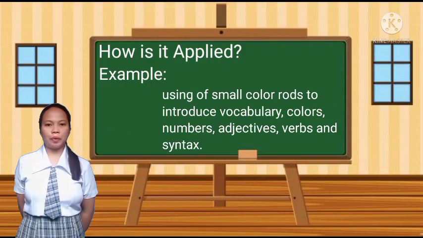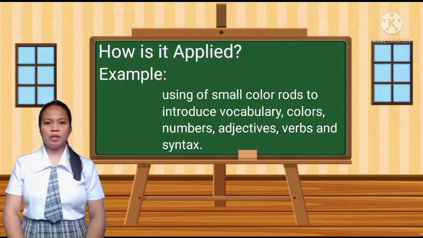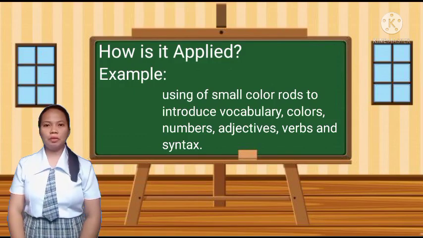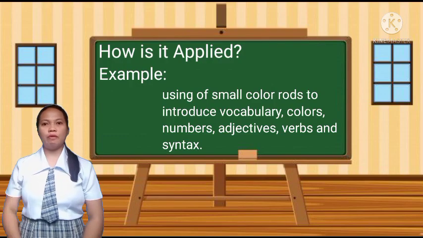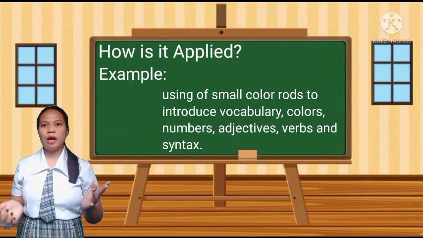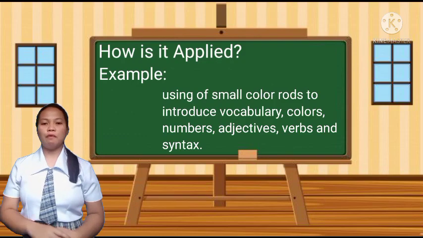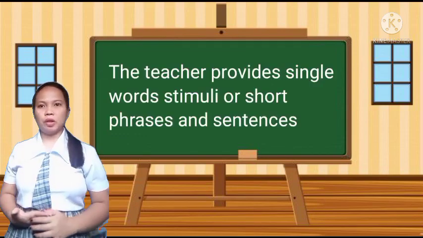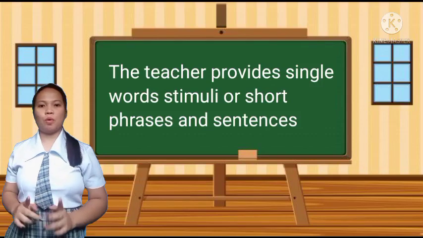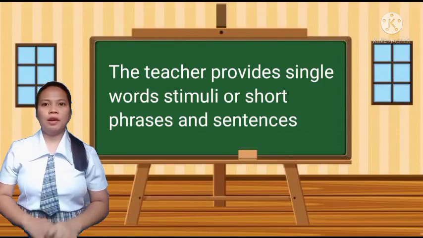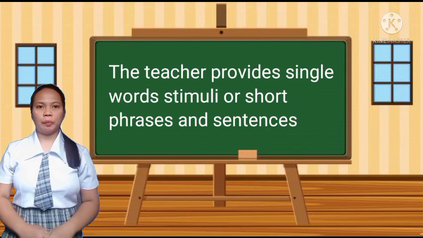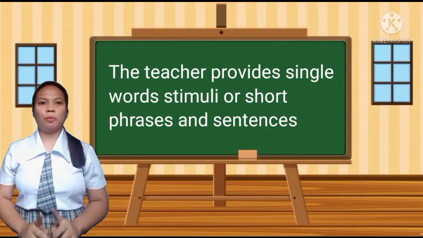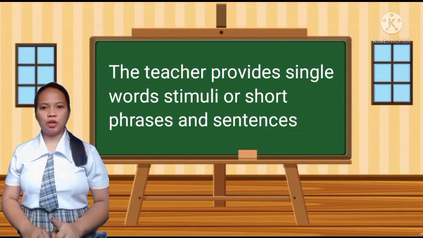How is the silent way applied? Here is an example. Small color rods are used to introduce vocabulary, colors, numbers, adjectives, verbs, and syntax. The teacher provides single-word stimuli or short phrases and sentences once or twice, and then the students refine their understanding and pronunciation among themselves with minimal corrective feedback from the teacher.